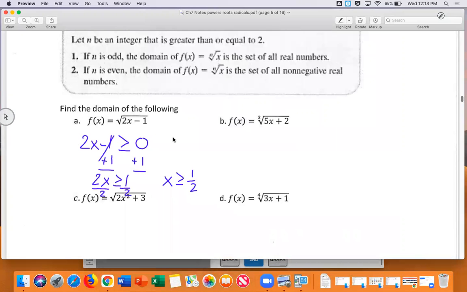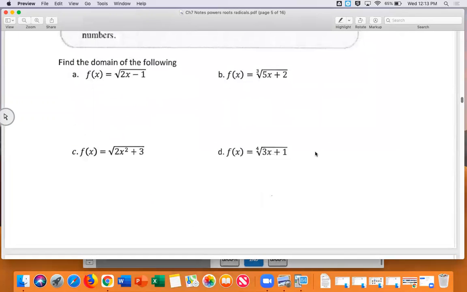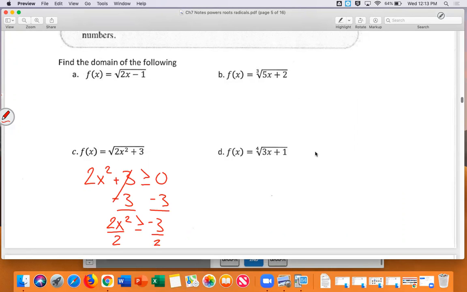All right. Now, let's tackle C while we're at it. Here with C, when is 2x squared plus 3 greater than or equal to 0? So I'm going to subtract 3 here. And I have 2x squared is greater than or equal to -3. Divide by 2. And I have x squared is greater than or equal to -3/2.